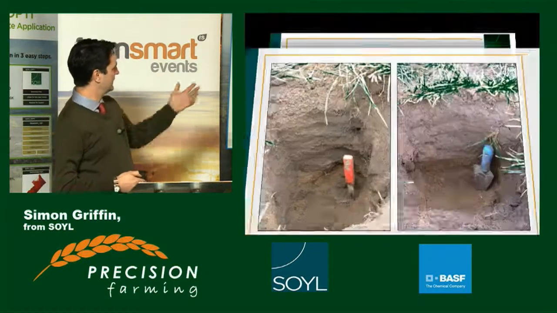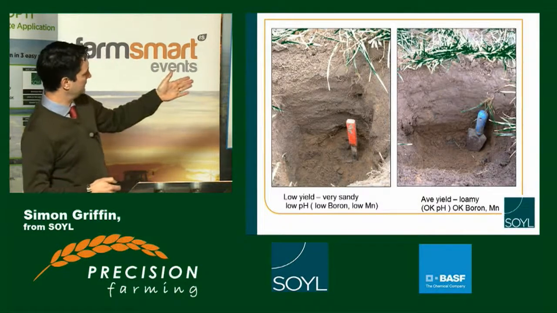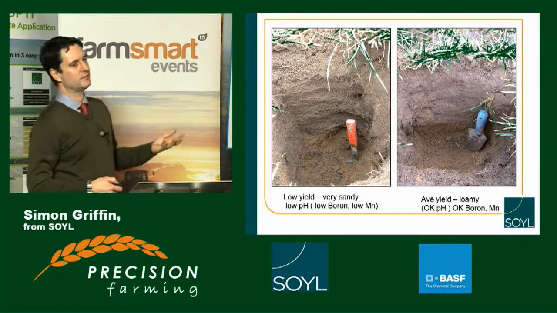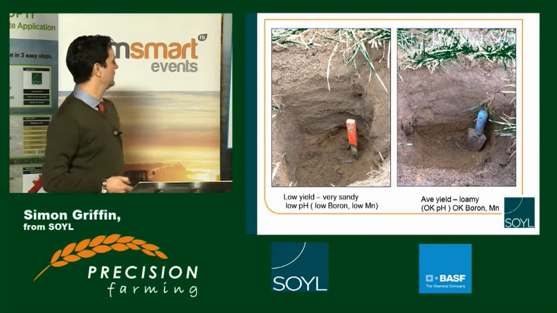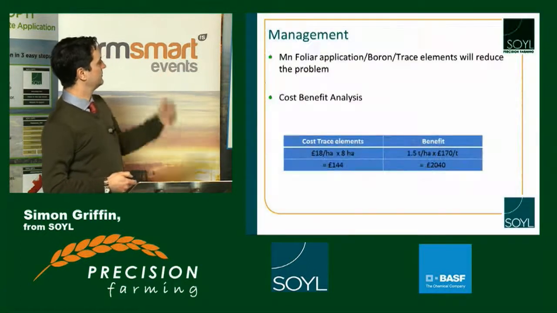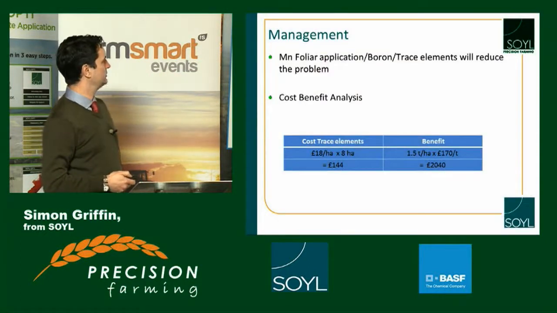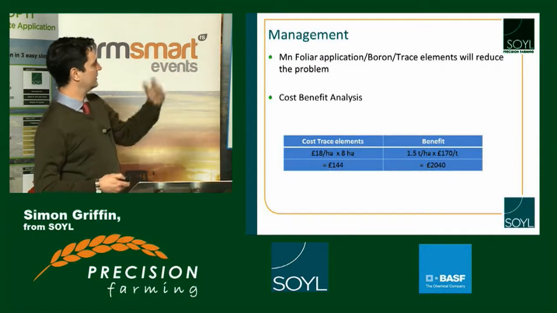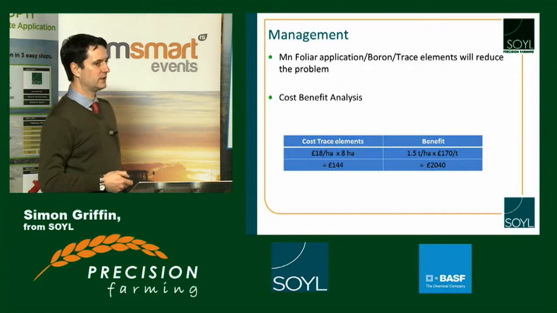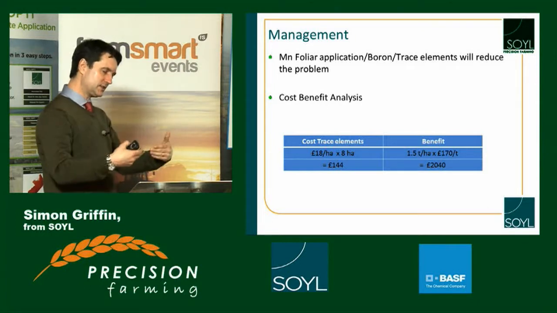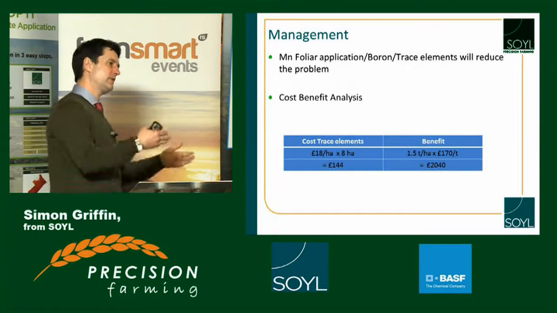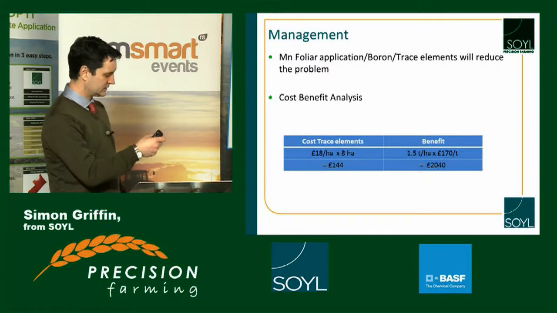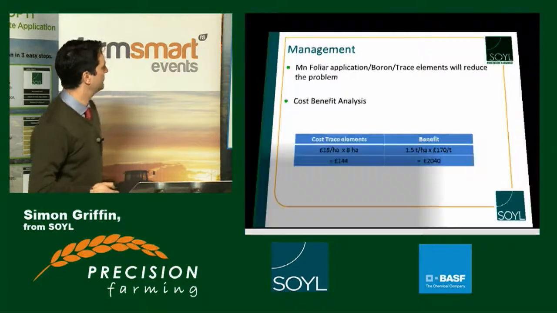Another problem area, again, left-hand side, we've got a difference in the soil type, but this time when we did some tissue analysis, it was coming up with trace element deficiency, manganese. So the solution there was a manganese foliar application, and again, cost on the left-hand side, benefit on the right-hand side. It's just to help the management decision about, right, well, I found out what the problem is. If I want to put this right, is it going to be worth it? And that's another additional benefit of using the yield maps.